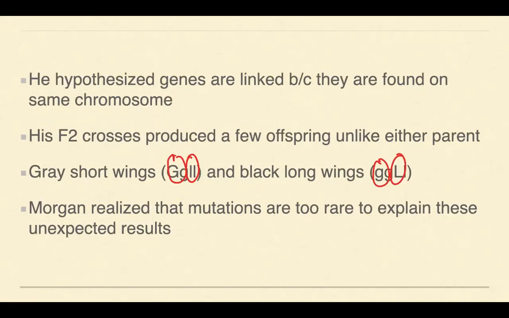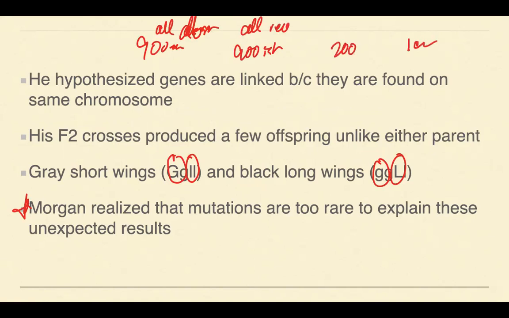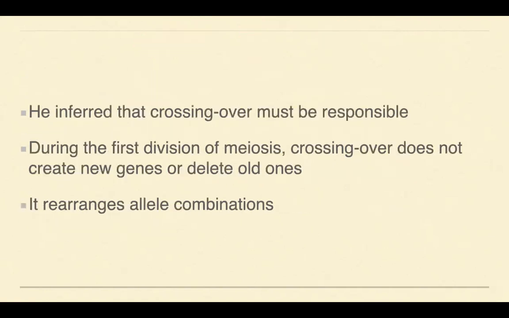So based on that, this is an important point, because mutations are quite rare. It wasn't enough to explain the unexpected results, because remember, we had 900-ish for all dominant, and 900-ish of all recessive. And then there were like 200-ish and like one something for the weird combination. So they do occur, but far, far less than having both traits dominant or both traits recessive.